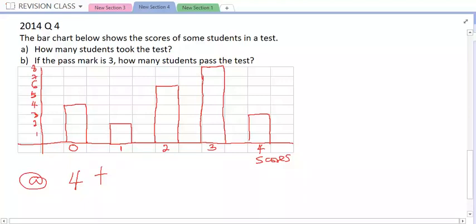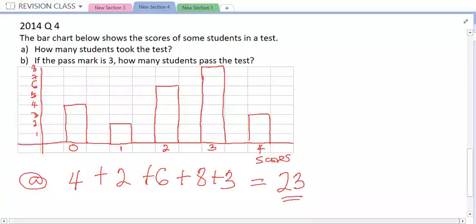How many students scored 1? 2. How many students scored 2? 6. How many students scored 3? 8. How many students scored 4? That is 3. So the total number of students that took the test will be 4 plus 2, 6. 6 plus 6, 12. 12 plus 8, 20. 20 plus 3, 23. So 23 students took the test.